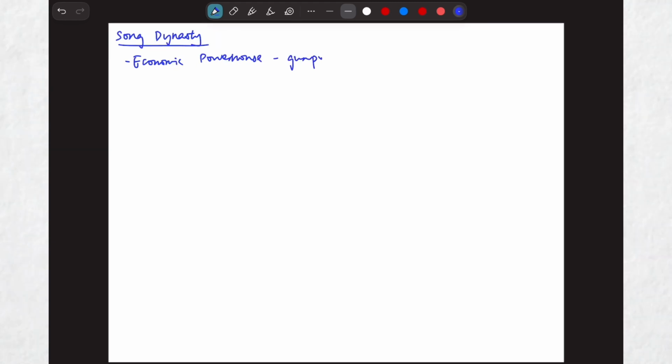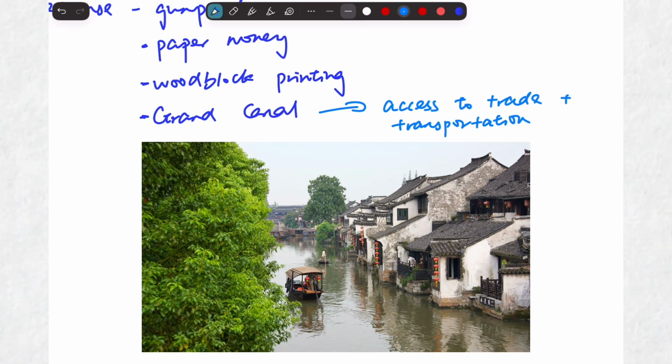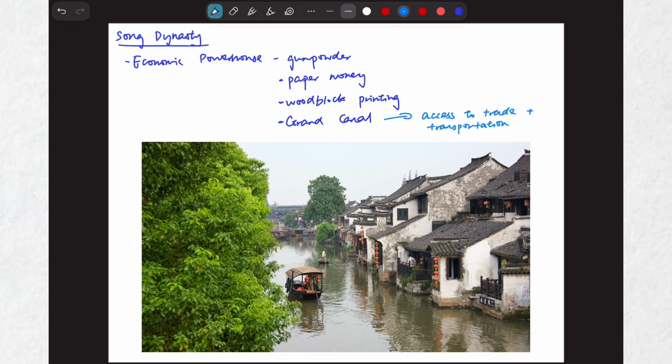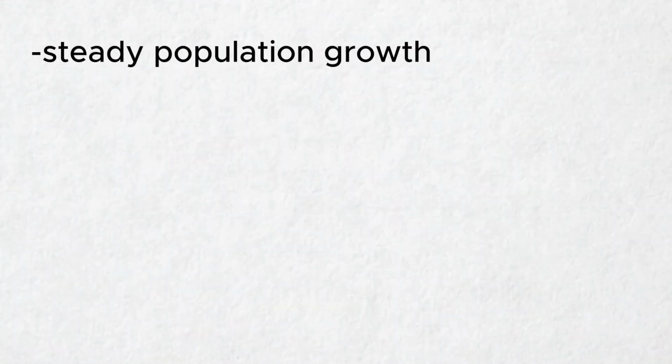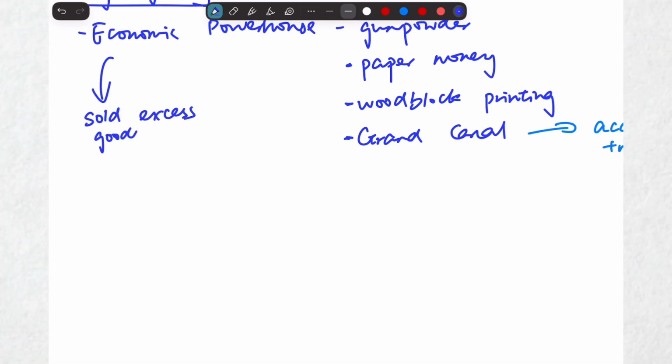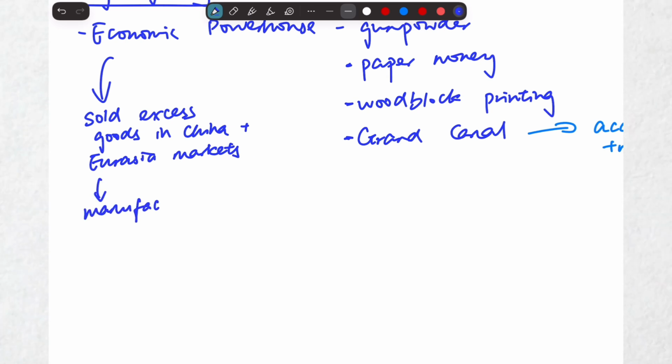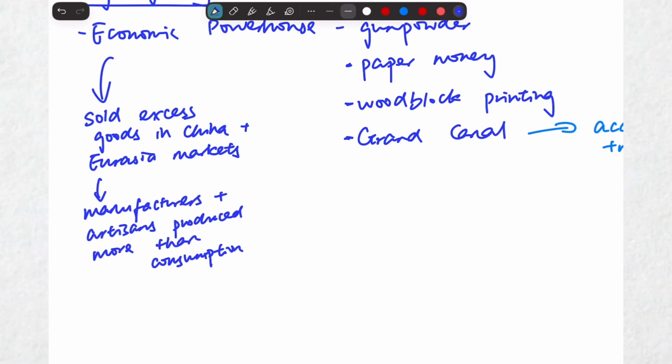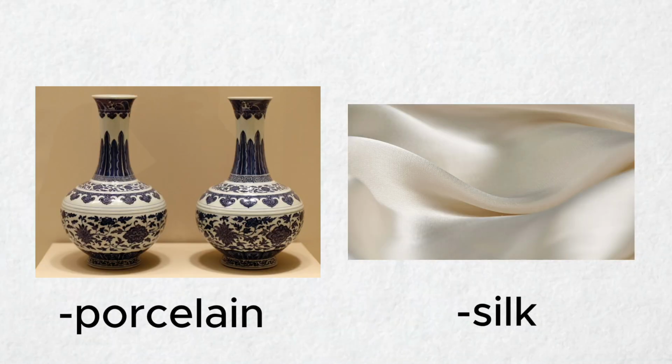They invented gunpowder, paper money, woodblock printing, and even connected parts within their own empire for easy access to trade and transportation by renovating the Grand Canal. Song China enjoyed steady population growth, urbanization, and thriving trade. In fact, know that Song China was so rich that the manufacturers and artisans produced more than consumption. They sold excess goods in markets in China and Eurasia, namely luxury goods such as porcelain and silk.